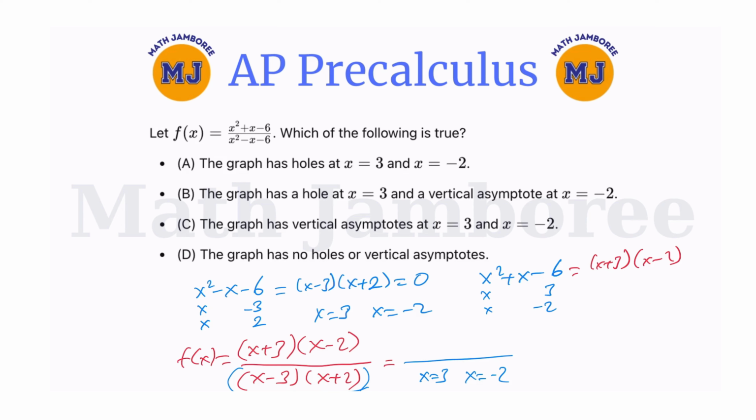Do I have any holes? No. To have a hole, you need exactly the same expressions to cancel out. So you would need x minus 3 in the numerator in order to have holes. So in this case, we have vertical asymptotes at x equals 3 and x equals negative 2. Because of that, choice C is the correct answer for this specific question.